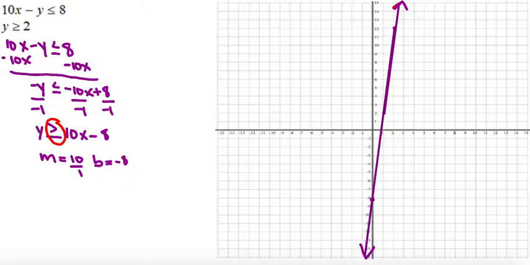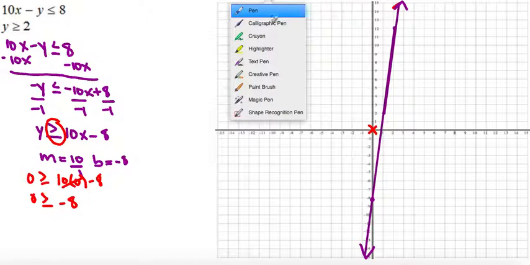Okay, and then to figure out which way to shade, I'm plugging in the origin as a reference to see which side I shade, either the left or the right of the line. So I have 0 is greater than or equal to 10 times 0 minus 8, which is 0 is greater than or equal to 10 times 0, which is just 0 minus 8. So 0 is greater than negative 8, so I do have to shade the side that's to the left of the line.